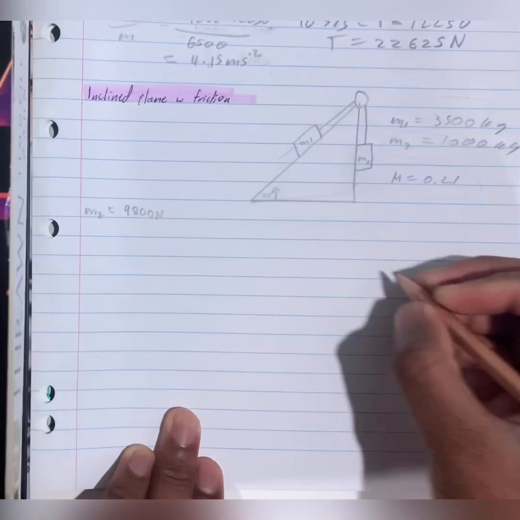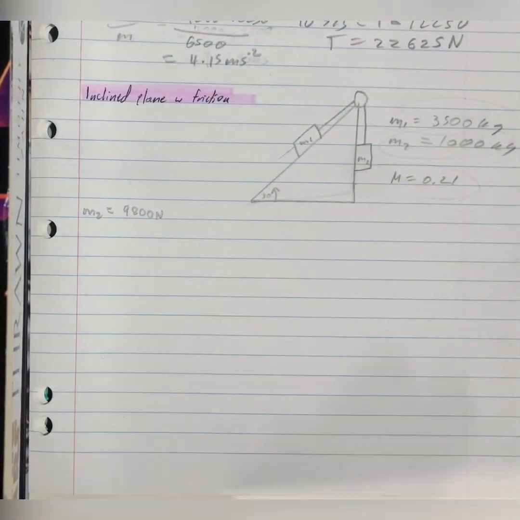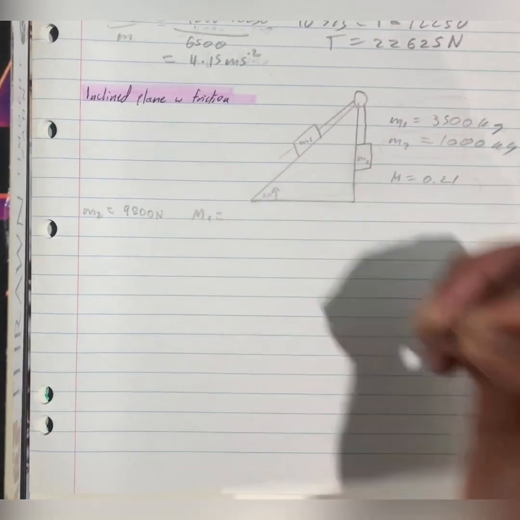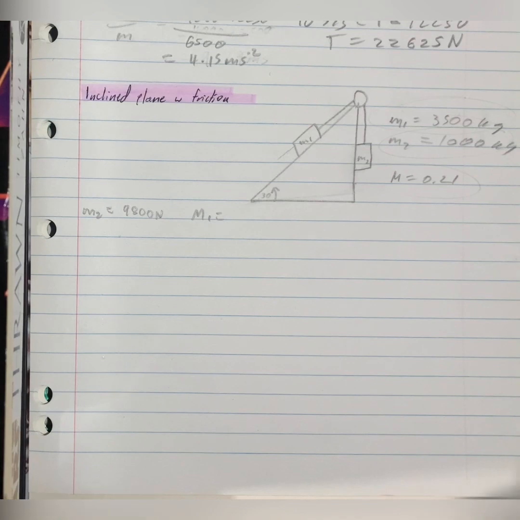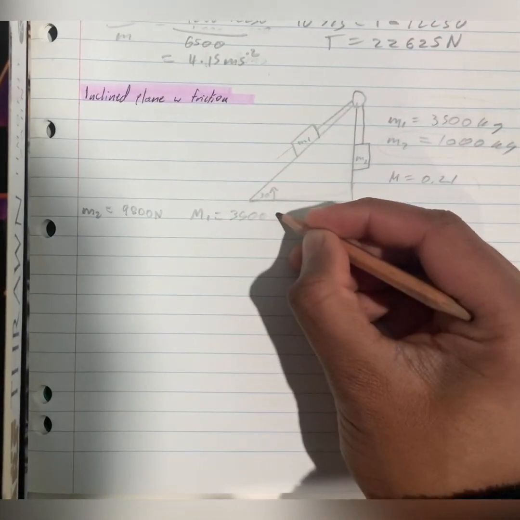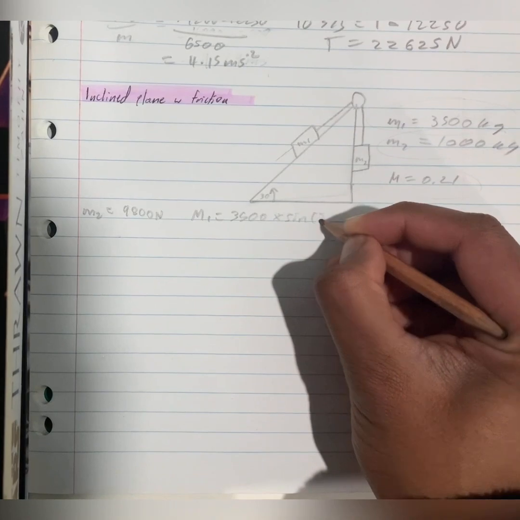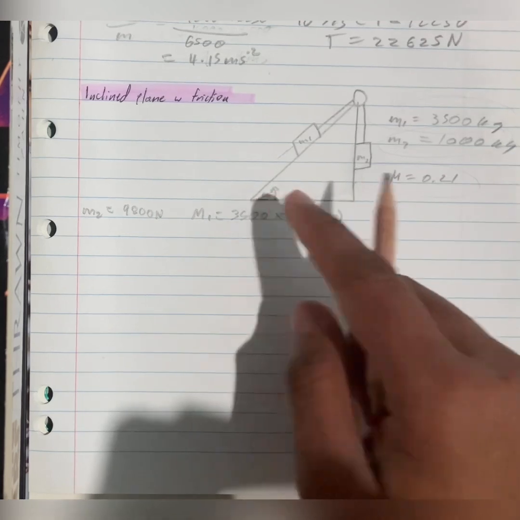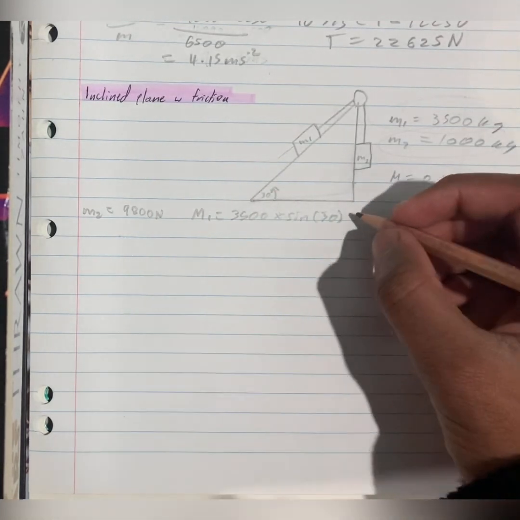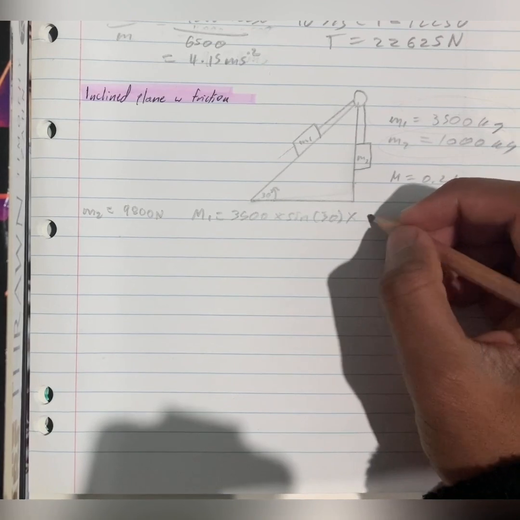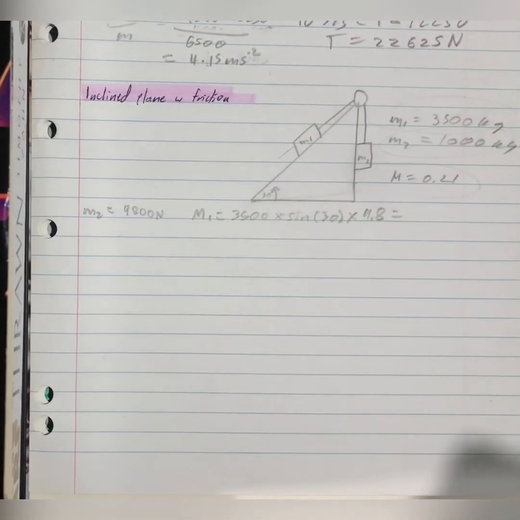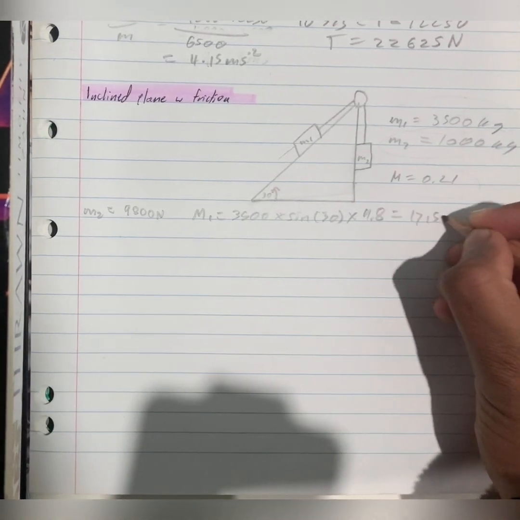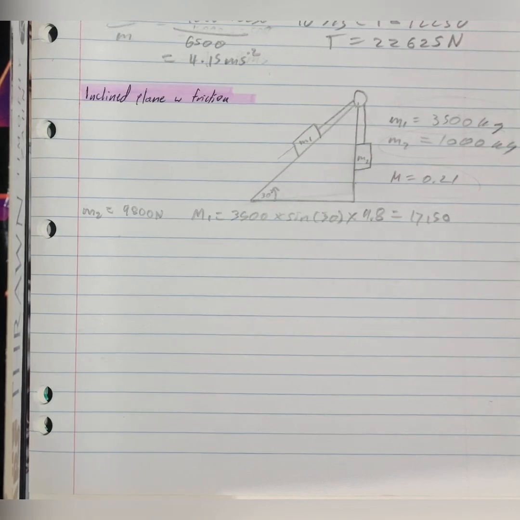I think it's safe to say that it won't be accelerating towards M2's side, and instead it would go to M1's side. But just to make sure, let's quickly calculate M1. Now that's just 3,500 times sine 30, just as before. Obviously it differs when you have different degrees here, but because we got sine 30 on the top and the bottom, it's a lot easier for us in this case. So sine 30 multiplied by 9.8. Now, that's 17,150. But we still have to account for friction.